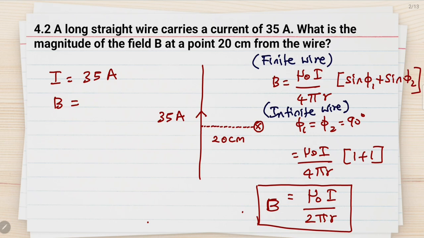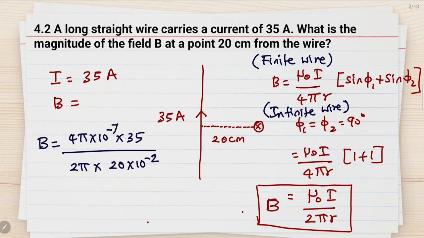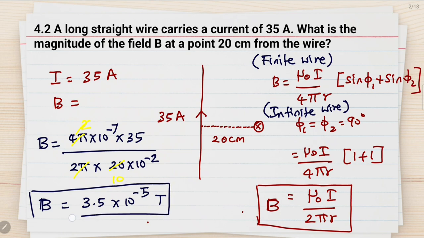Again, just a straightforward problem. See, I did the substitution: 4 pi into 10 power minus 7 into 35 by 2 pi, then the distance is 20 centimeter, 20 into 10 power minus 2 meter. So 35 by 10, so 3.5 into 10 power minus 5 Tesla. This is the magnetic field due to the long straight wire.